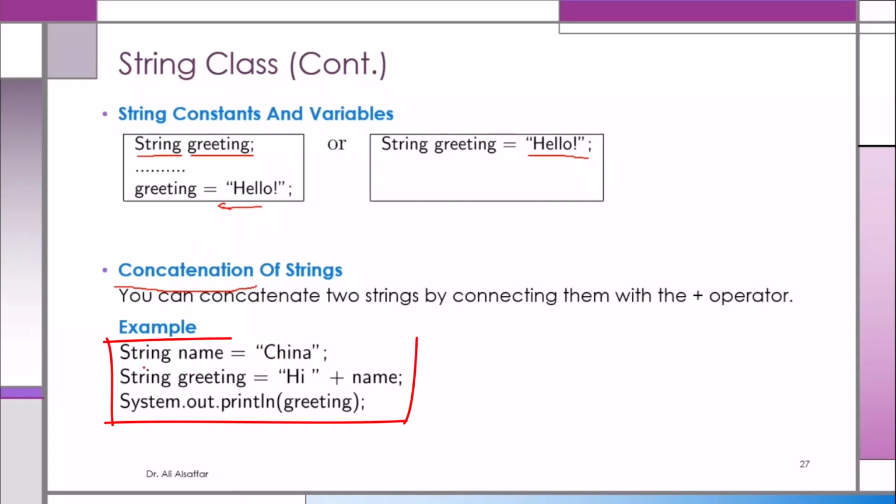Here is an example. Suppose you have a variable name defined as a string and it has China inside. And suppose we have another string which is called greeting, but I'm using a plus between a string constant and the variable name. So this plus will combine hi with China. See, I'm leaving a space here, because if I want to combine hi with China, then I need to leave a space. So the result of combining hi with name will be saved into greeting. So when we print the greeting, the output will be hi China.